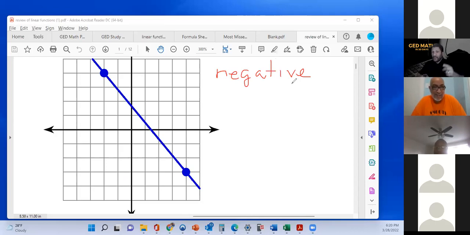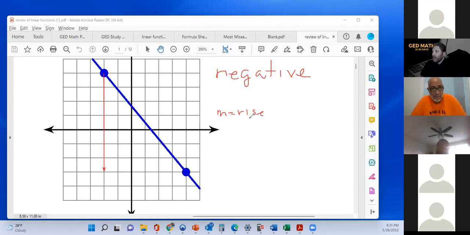The reason I'm telling you that is because 2 of your answers are going to be positive and 2 of your answers are going to be negative. If you can just identify if it's positive or negative, you knock 2 out of the way right there. Now, I'm going to start at my leftmost point. Which direction am I going? Down. Okay. Let's count with me. 1, 2, 3, 4, 5, 6, 7. So is that positive? Negative 7.